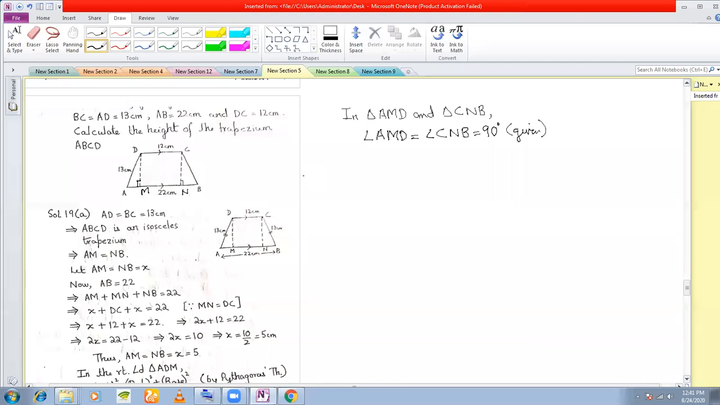Next, what else is given? This is given to be an isosceles trapezium. But what do you see? This is given to be an isosceles trapezium. That means these two are equal. Here, see, I have shown here. These two are equal. So therefore, what you will say is AD is equal to BC. This is also given because ABCD is an isosceles trapezium.